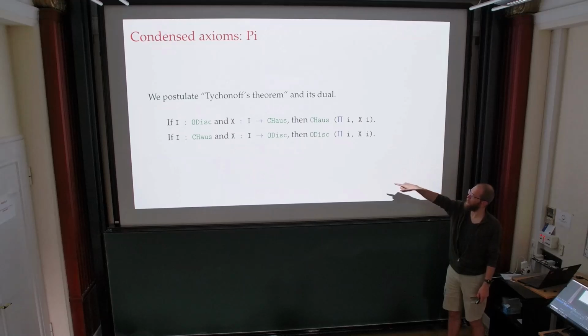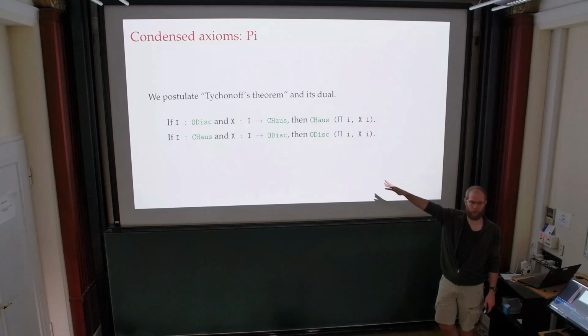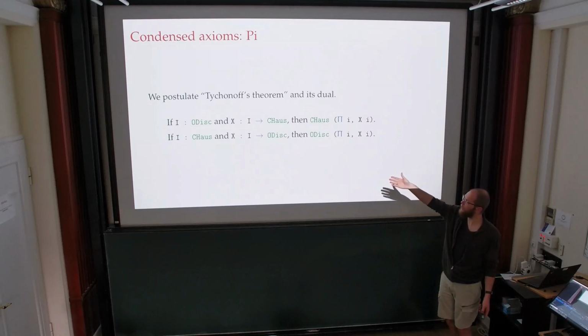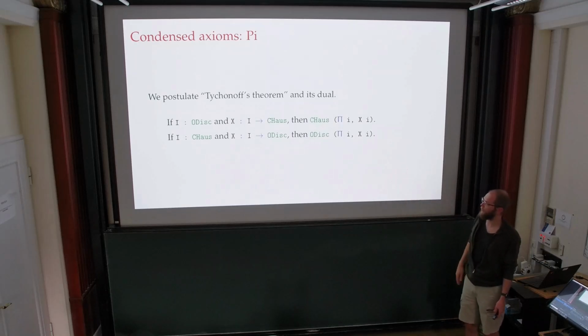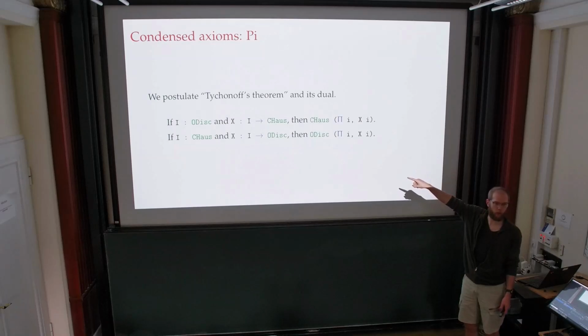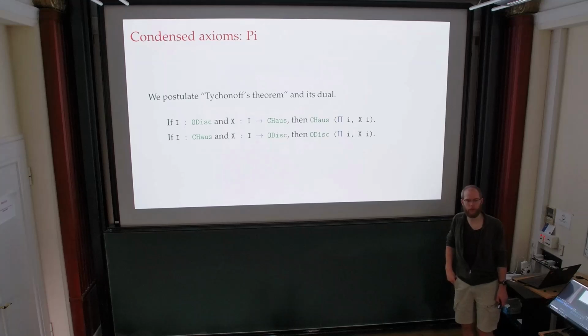And dually, if you have an indexing type that is CHaus, which is something you maybe don't really know from topology, and you have a family of discrete spaces indexed by I, then the product will be discrete. A special case of this is the compact-open topology, where you're looking at functions from a compact Hausdorff space to a discrete space.